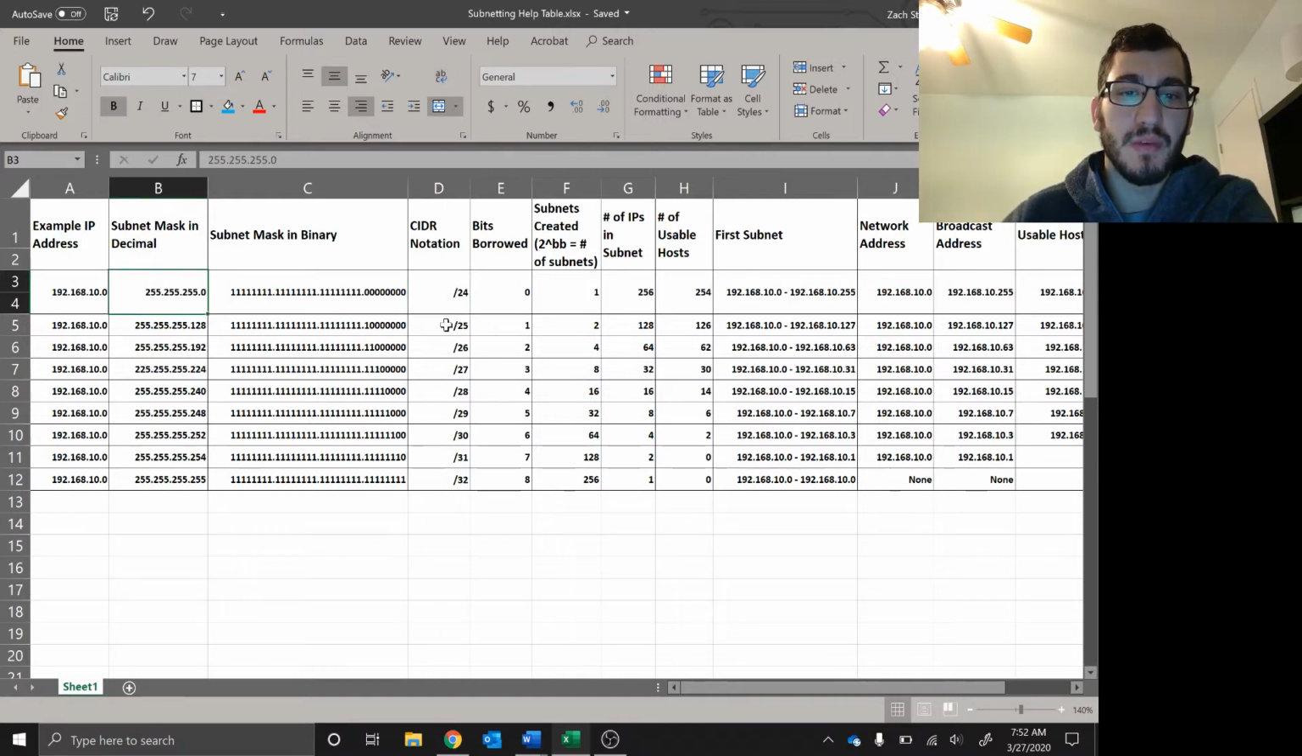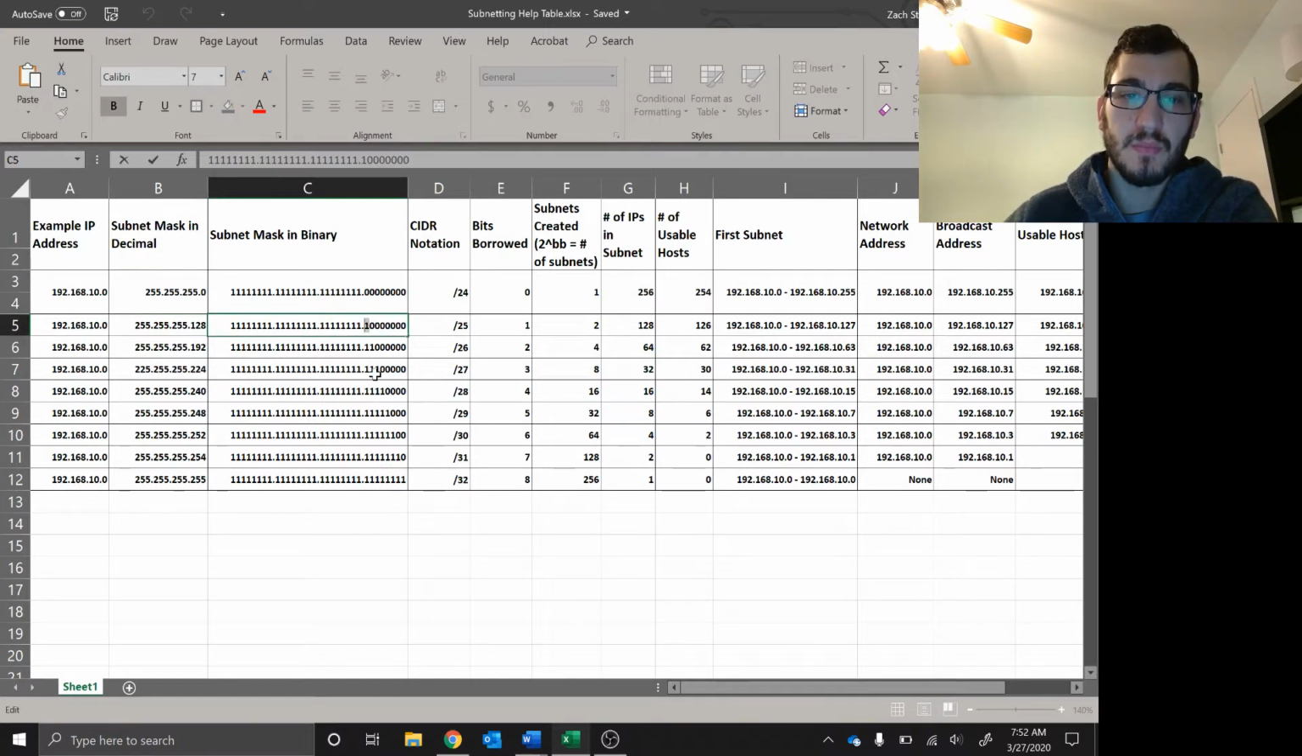A /25 means it has one. It's borrowing 1 bit. /26 means it's borrowing 2. /27 means it's borrowing 3. A /28 means it's borrowing 4. A /29 means it's borrowing 5, and so on and so forth.